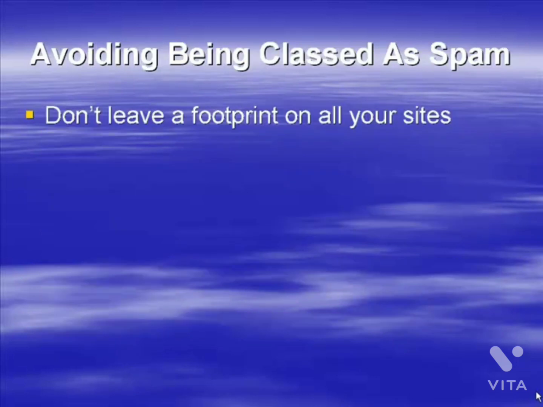So if you want to avoid being classed as spam, you need to make sure you don't leave a footprint on all of your sites. Now, a footprint is something that is common to all of your sites, something that makes it very easy for someone to identify the fact that your site is an auto-generated site. In the old days, you'd have software that would create a site and it would say at the top in the meta tag, created by this auto creation spamming software, which of course is a dead giveaway. So you need to make sure that you don't leave a footprint, and part of what we're going to talk about now is how not to leave any footprints.